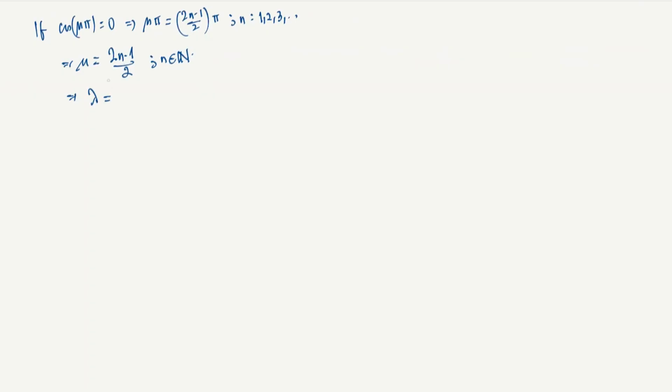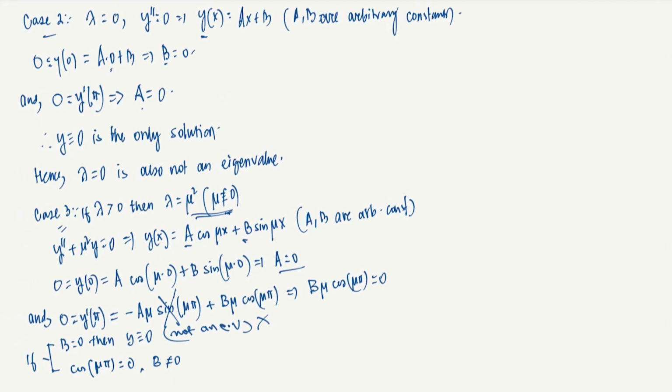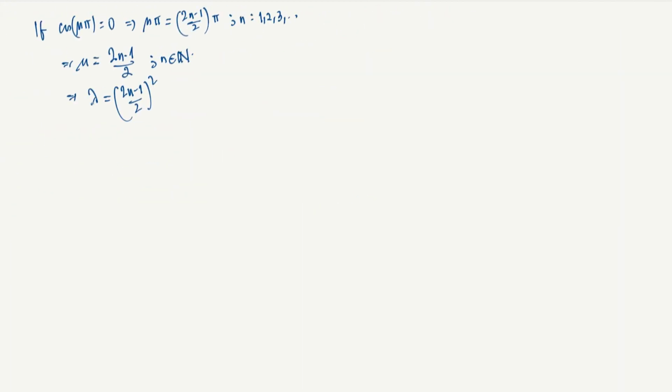One second. Let me check. Lambda is ((2n minus 1) by 2) square. I hope this is correct. Let me just check: your lambda is mu square, so lambda is mu square. Yeah, this is okay, right? So basically this is (2n minus 1) square by 4, and n is in N.